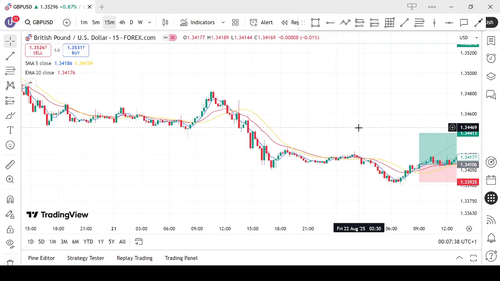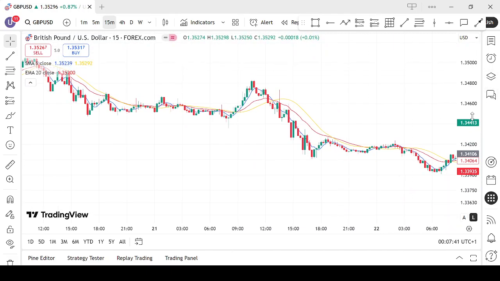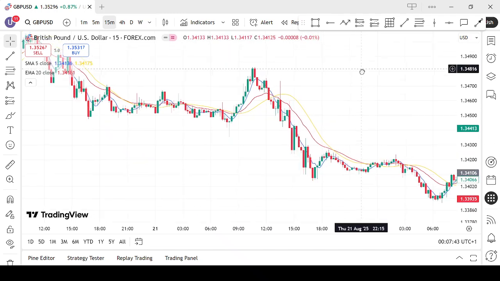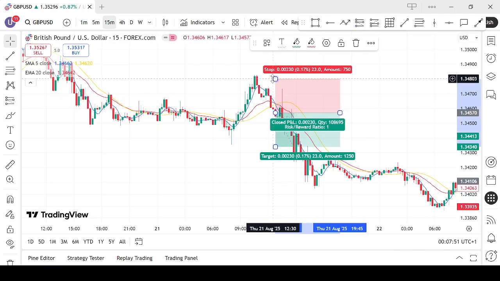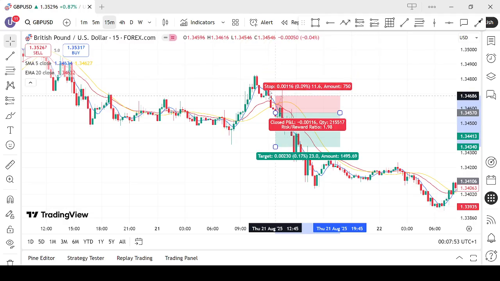Now for a selling trade, when you see the short term moving average, which is the 5 period moving average, cross below the 20 and the 50 moving average at this area, this will be a good period for you to enter a short position.